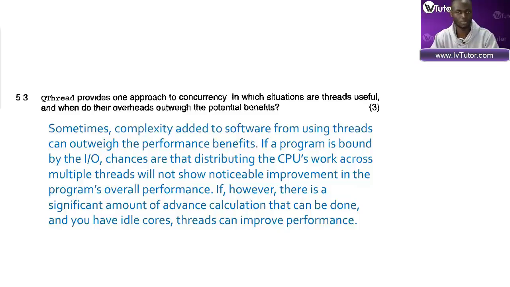So sometimes the complexity added to software from using threads can outweigh the performance benefits. If a program is bound by I/O, input-output, chances are that distributing the CPU's work across multiple threads will not show noticeable improvement in the program's overall performance. If, however, there is a significant amount of advanced calculation that can be done and you have idle cores, threads can improve performance. So if your program is bound or is dependent on an external process or an I/O process, you may not see any significant improvements. Okay, cool.